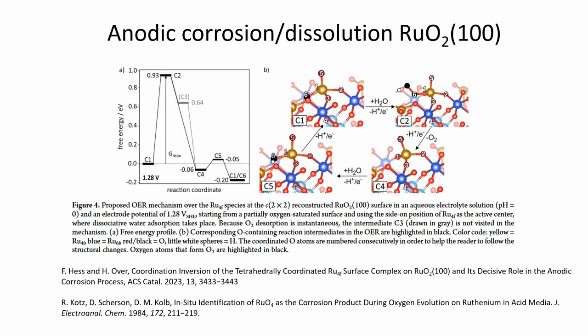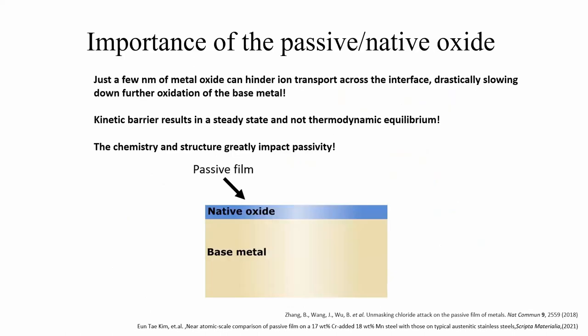This is a paper by Herbert Over and Francesca Hess, where they investigate how a ruthenium dioxide (100) surface is corroding and dissolves into the electrolyte. Already in 1984, Kolb could show that RuO4 is the corrosion product for ruthenium dioxide. But I think that in this area, this community is trying to approach what we have been doing in surface science for quite some time.